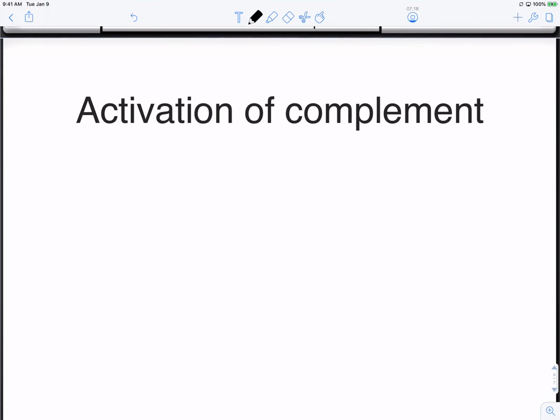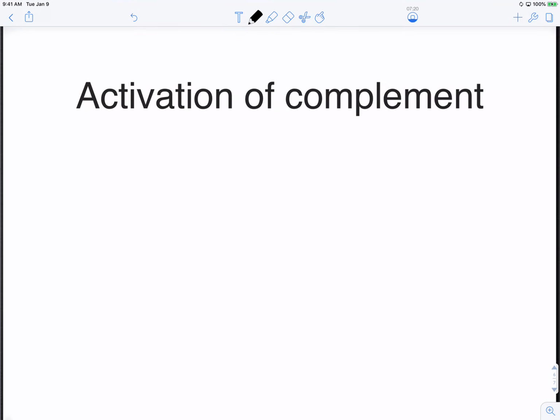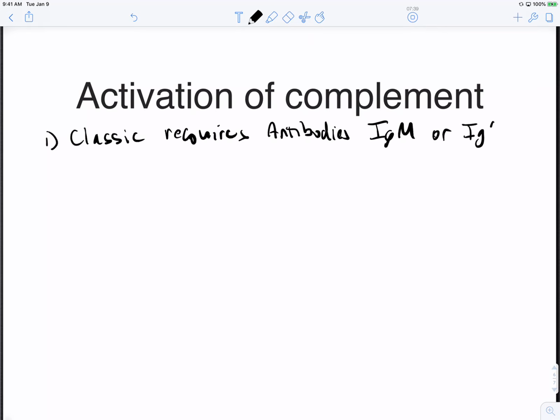Okay, so just a quick word about activation of complement. Activation of complement can happen in 3 ways. So the first way we just talked about is the classic, which requires antibodies. And there are only 2 antibodies that can do this, IgM or IgG.